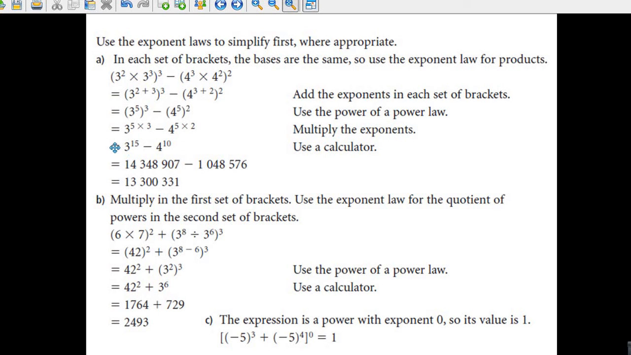Now it's time for your calculator. You could do all this work without a calculator easily. But 3 to the 15th is this big giant number, minus this other 4 to the 10th big giant number, and there your calculator could work it out.